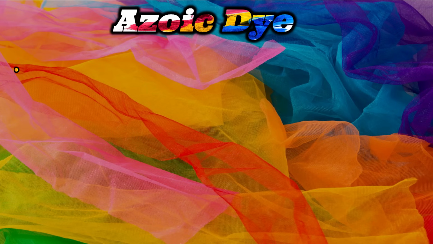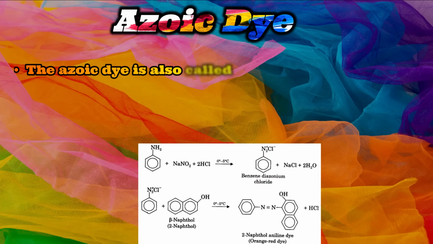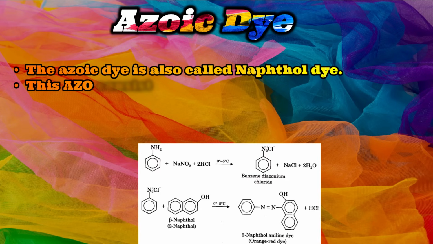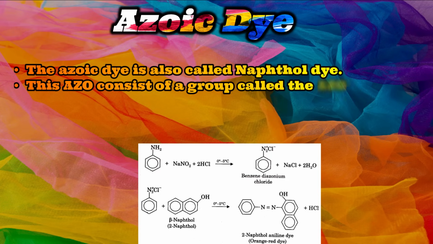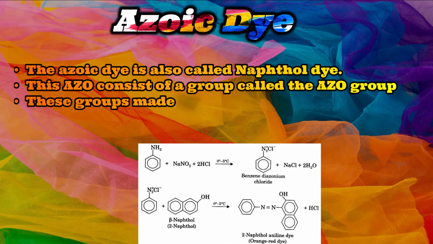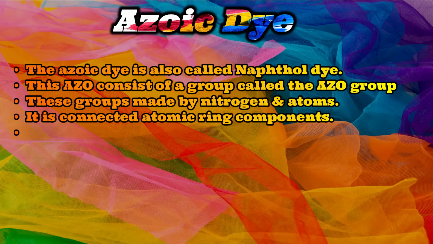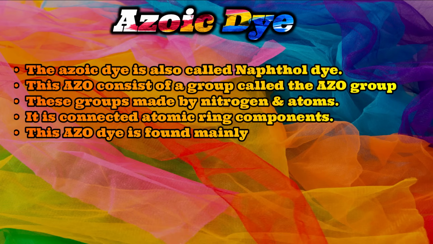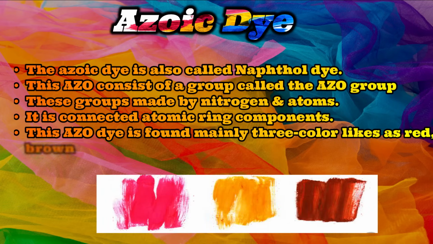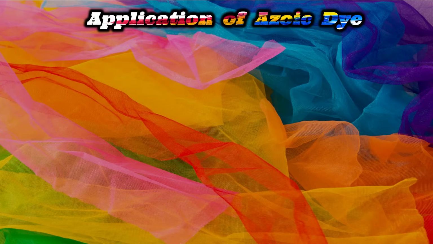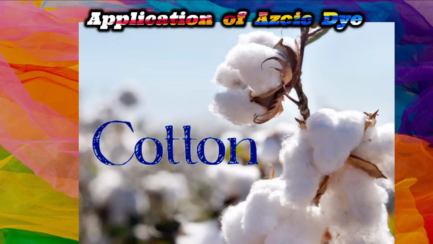Azoic dye. The azoic dye is also called naphthalene dye. This dye consists of a group called the azo group. This group is made of nitrogen atoms. It is connected to atomic ring components. This azo dye is found mainly in three colors: red, brown, and yellow. Azoic dye is mainly applied to cotton and viscose.